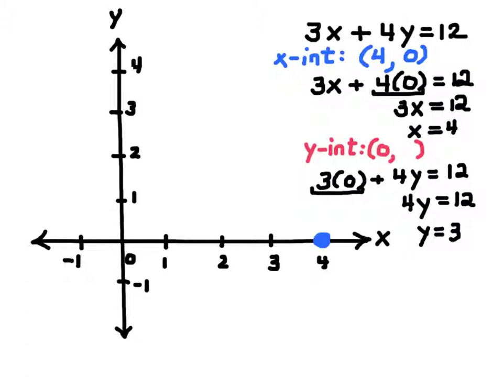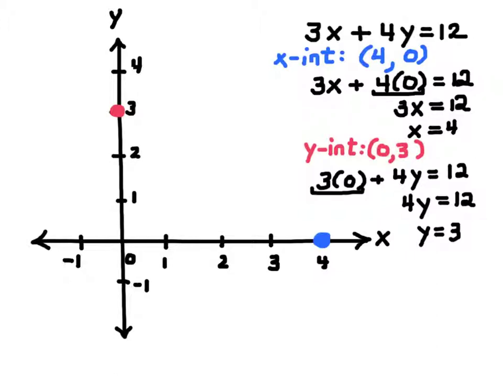So let's put a 3 in here. And then our y-intercept is when x is 0, y is 3, and it's right here. So what we have here are 2 points. We have a point at 4, 0 and a point at 0, 3. And you may know this already, but Euclidean geometry tells us that it takes just 2 points to determine a unique line. So by connecting these 2 points, we have our line 3x plus 4y equals 12.